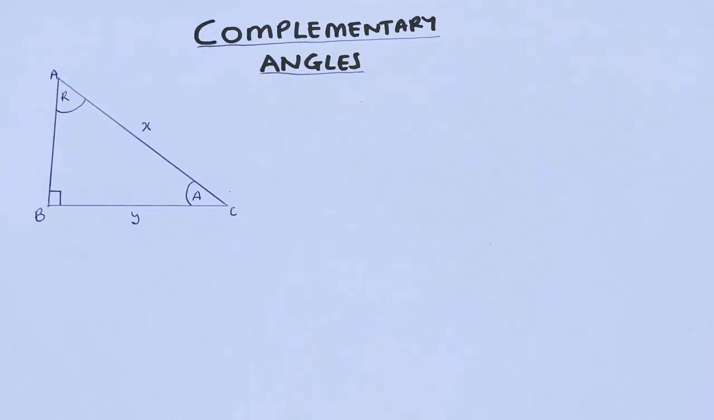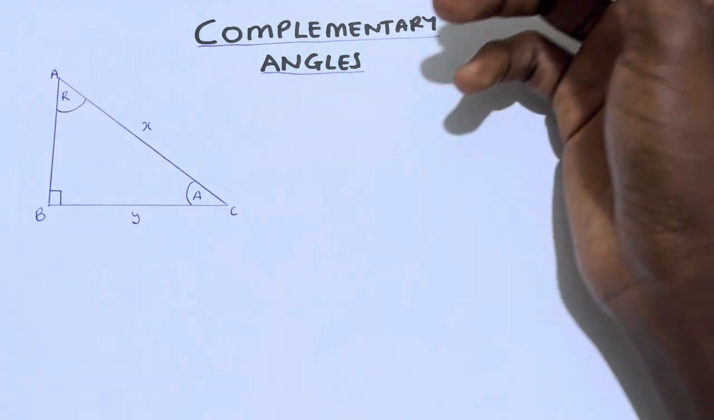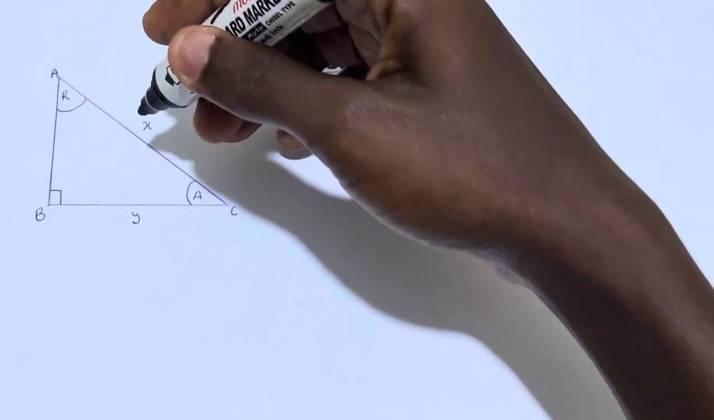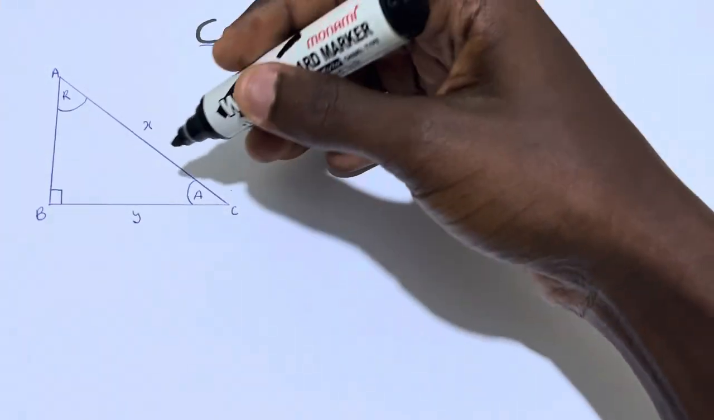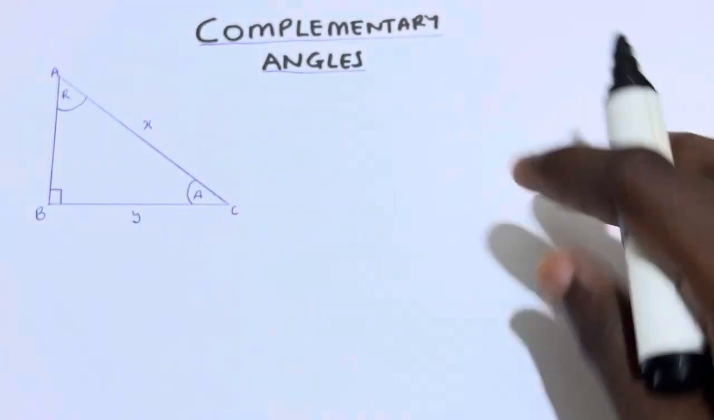Hey there, in today's video, we're talking about complementary angles. When we talk about complementary angles, these are angles which sum up to 90 degrees. So let's take this right angle triangle for example.